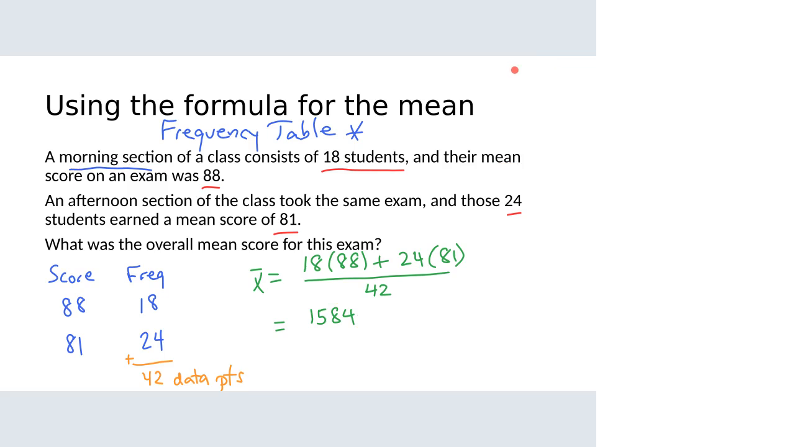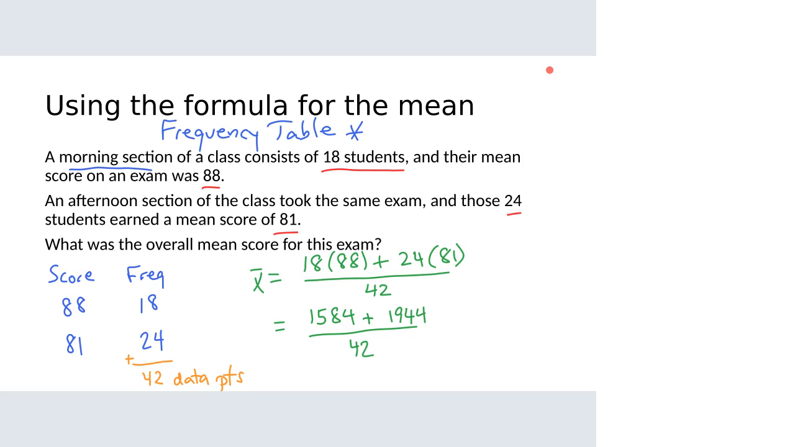We do the same thing with the afternoon section then, 24 times 81, and get 1,944, because similarly, that's the total number of points earned in the afternoon section. I don't know what any of their individual scores are. If I did, I could add them all up. And I know it's going to arrive at 1,944 because the number of points earned by them is whatever 24 times 81 is.